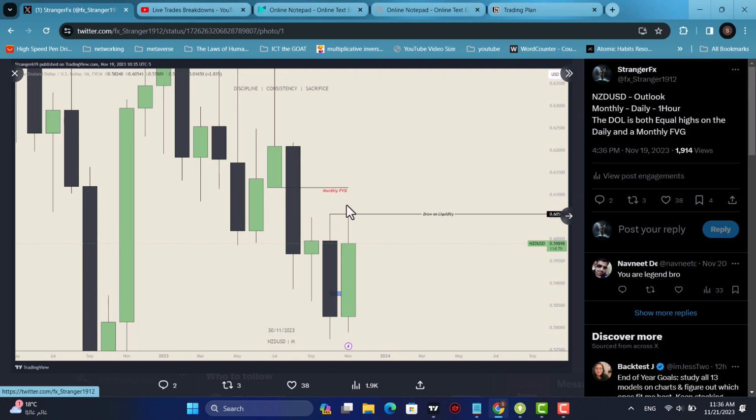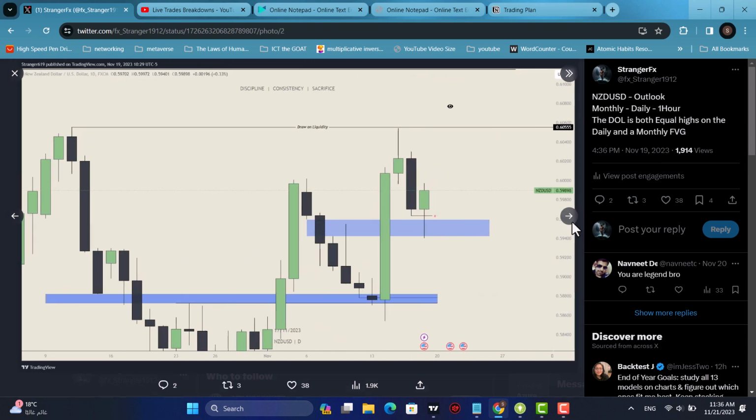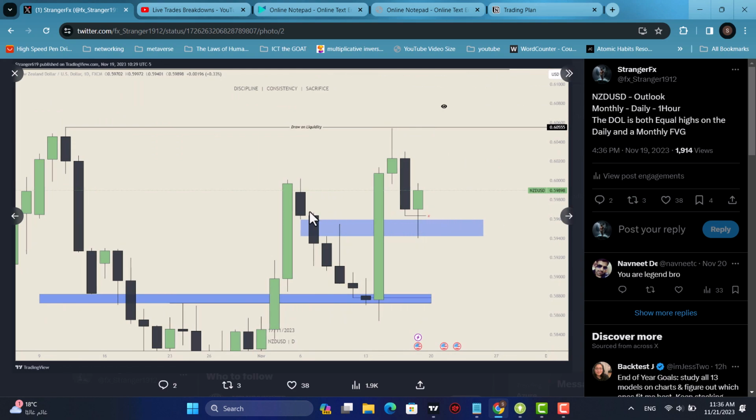So I was looking for a move from here to here. And we also have these equal highs. We're going to see it clearly on the daily. So here's a daily chart, clear and clean, right? We have displacement, an expansion, retracement, right? And then another expansion, another retracement. So I was looking for that expansion to here.